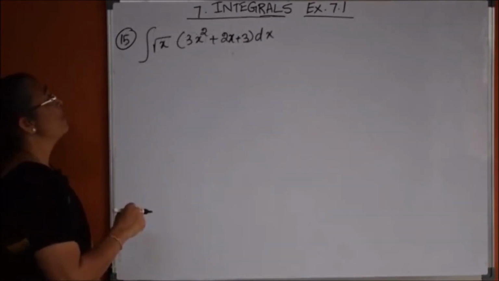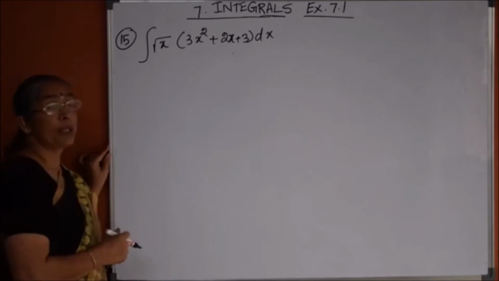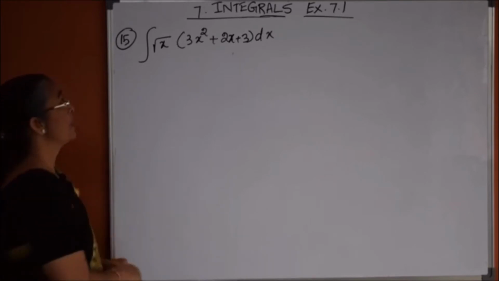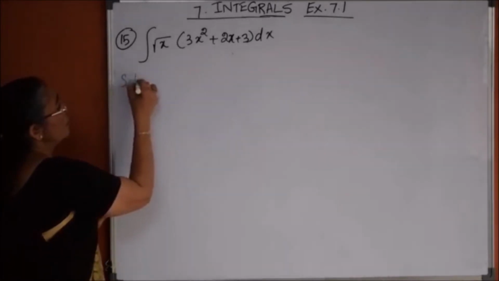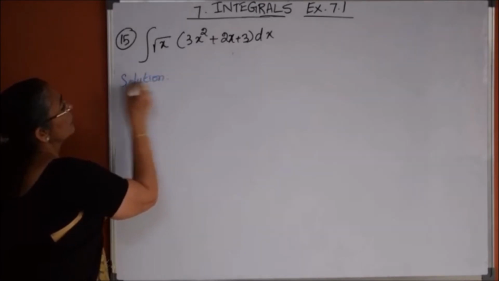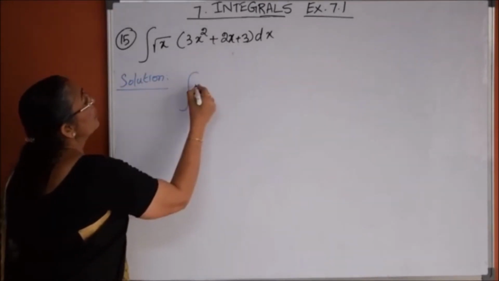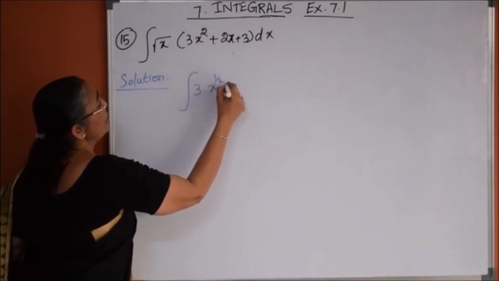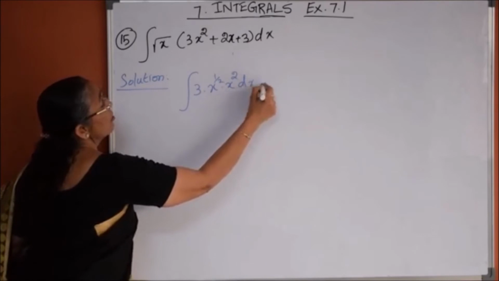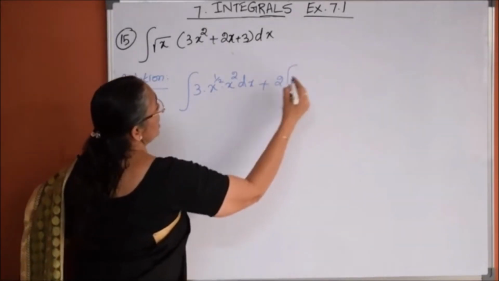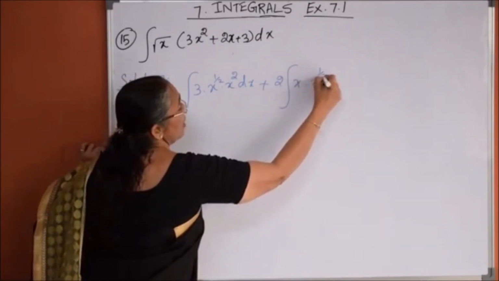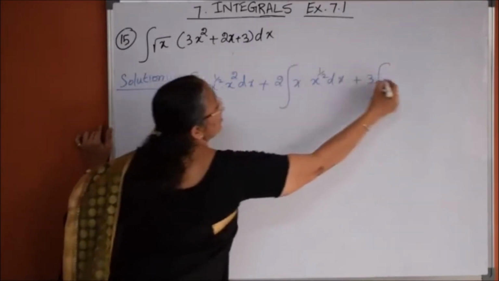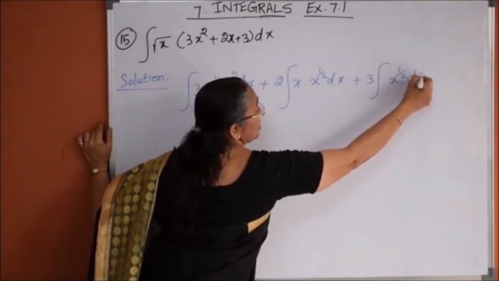Now integration of root x times 3x square plus 2x plus 3 dx. So first multiply and split the function. So our solution: integration of 3 into x power half into x square dx plus 2 times integration of x power half dx plus 3 times integration of x to the power of half dx.